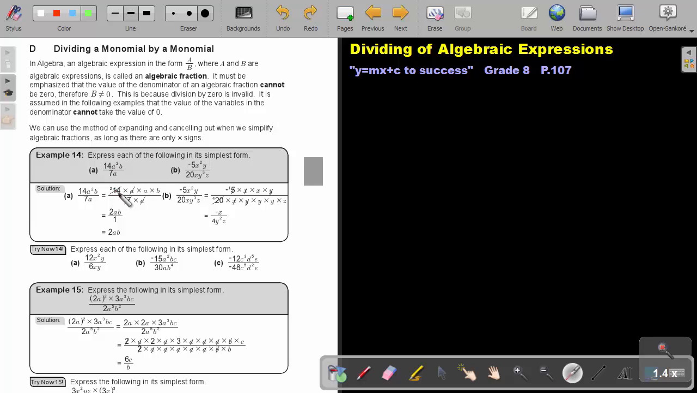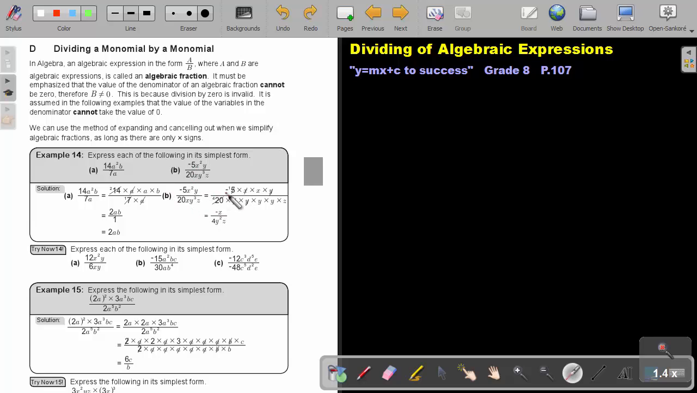Now, let's first expand the numerator. So it's 14. If it's a squared, that means a times a, times b. That's 7a. So 7 can go in one time, 7 can go in two times. A cancels, so what will be left? 2ab over 1. So it's just 2ab. Okay, let's look at another one.